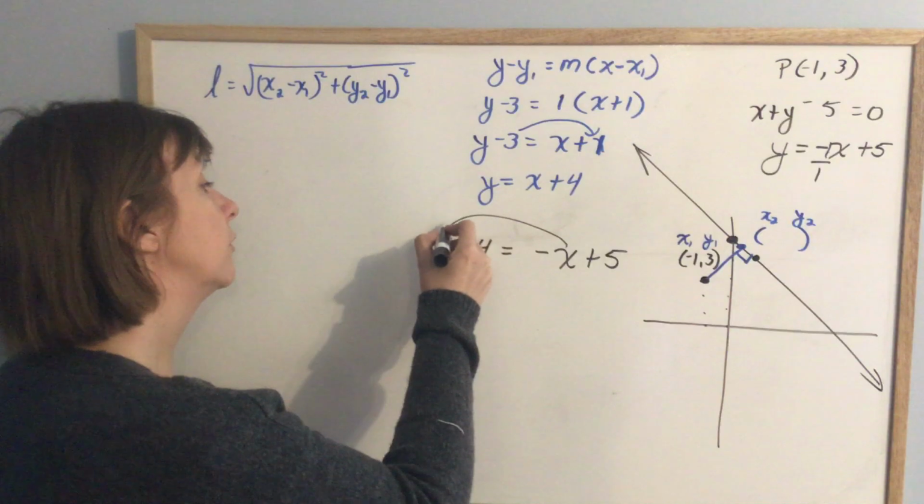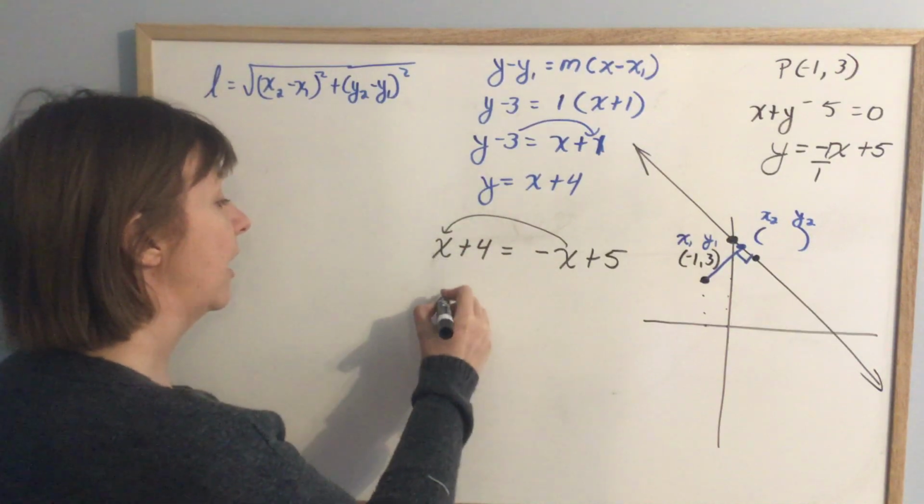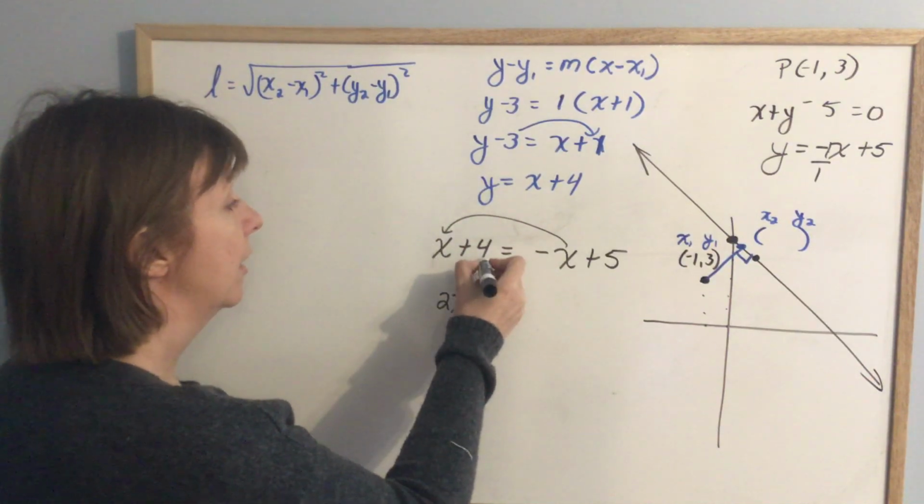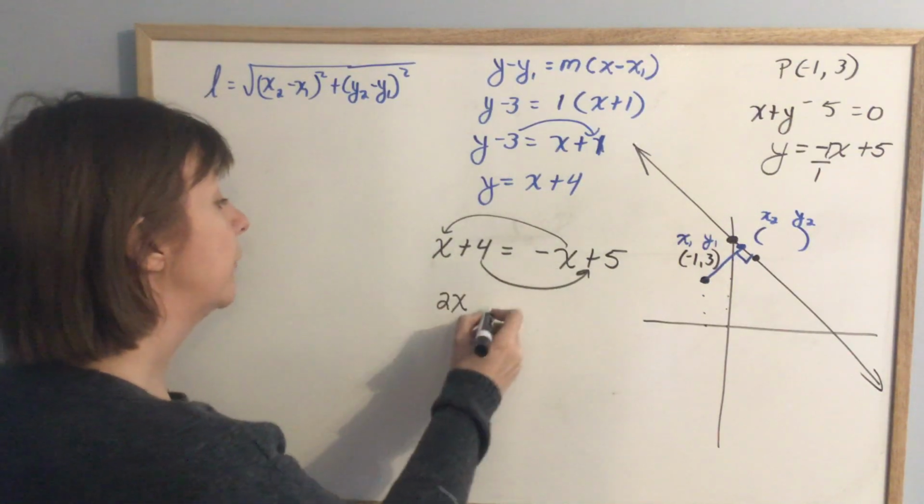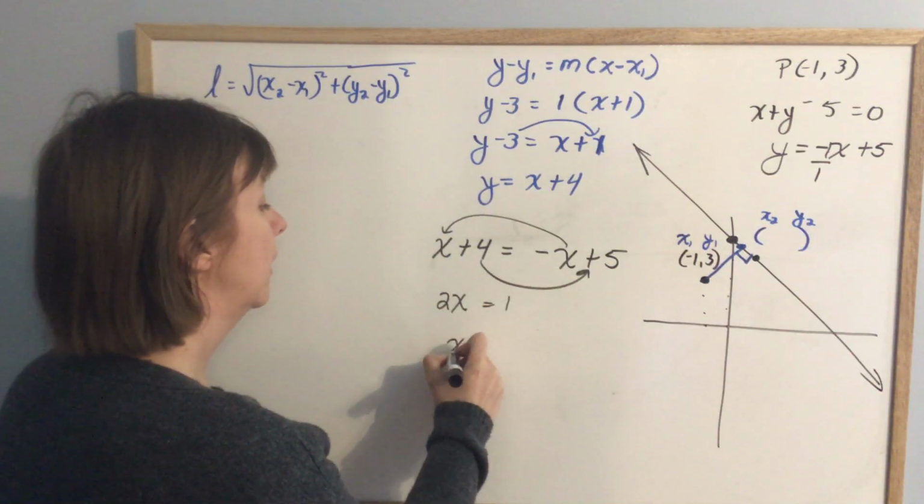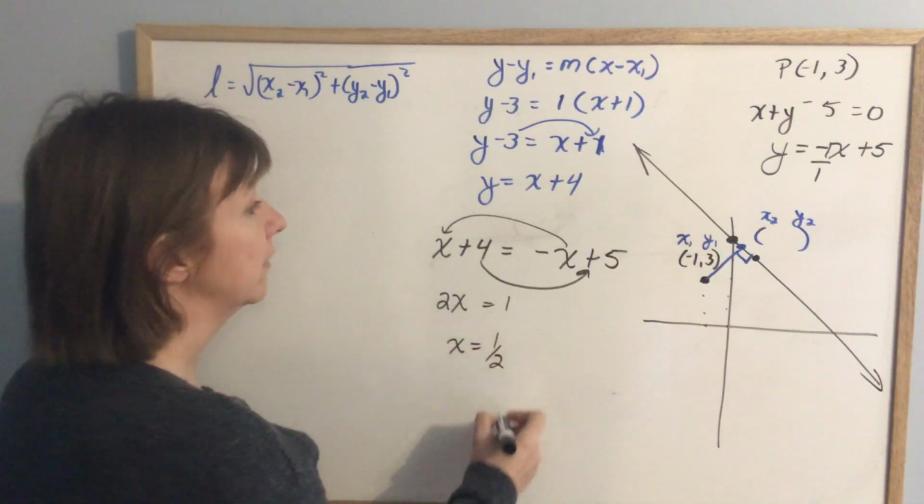So I'm going to move this over here. So x plus x will be 2x. I will move this over here, so that would be minus 4. So 5 minus 4 is 1. So x is a half.